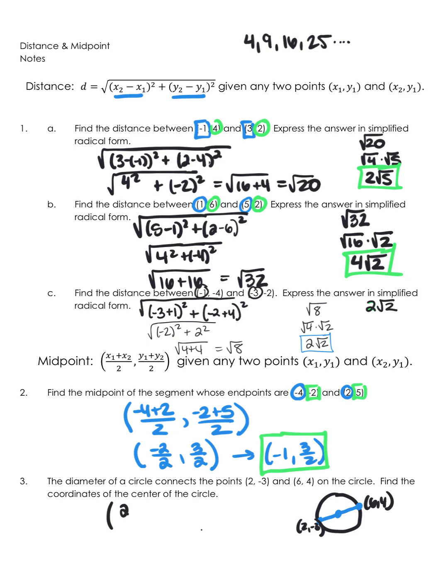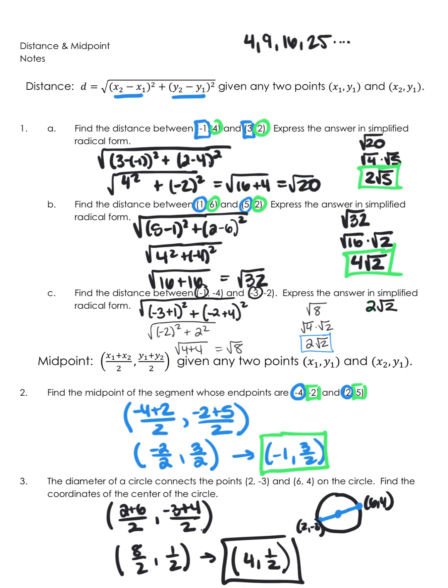So you should be doing 2 plus 6 divided by 2, and negative 3 plus 4 divided by 2. So you'll get 8 divided by 2, and 1 divided by 2, and 8 divided by 2 is 4, and you can write 1/2 as 0.5 or as 1/2. And this is the middle of the circle. So this is the coordinates of this point in the middle, because it's the midpoint of that segment.